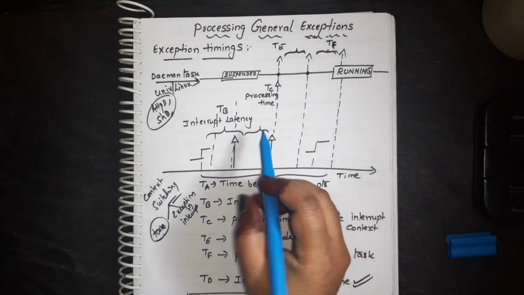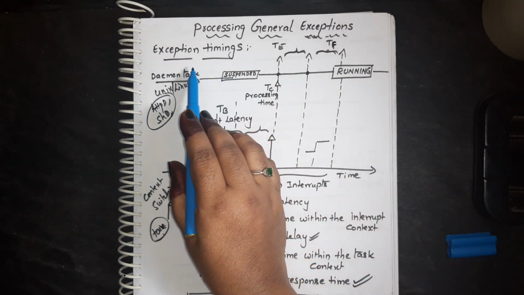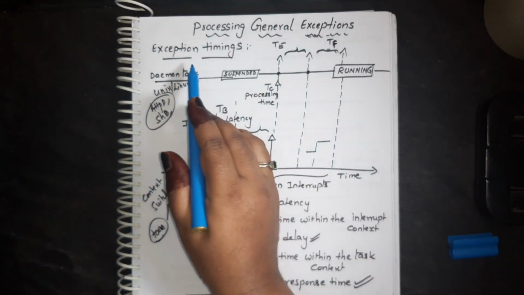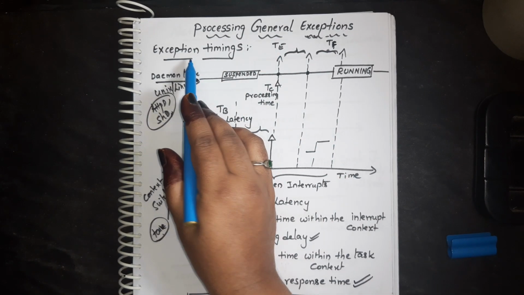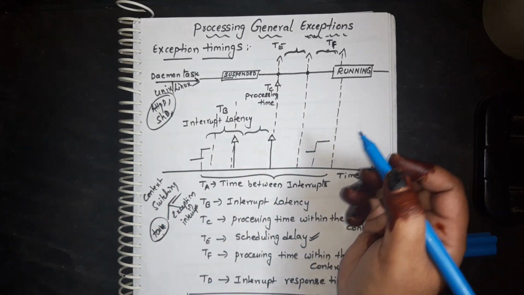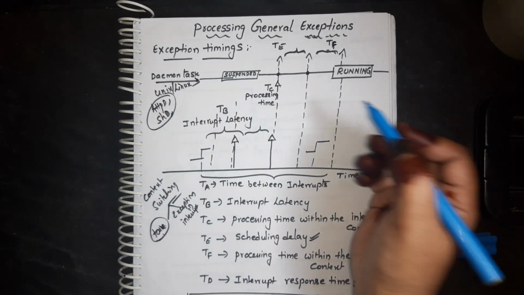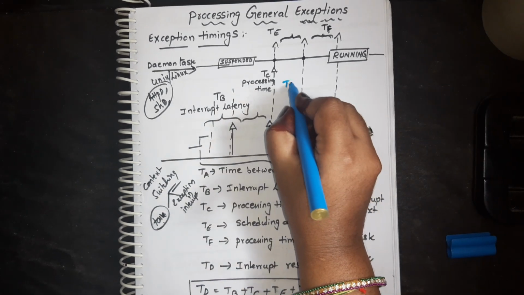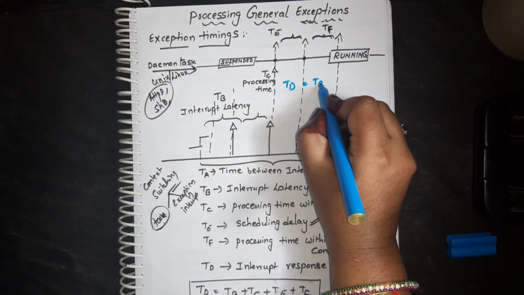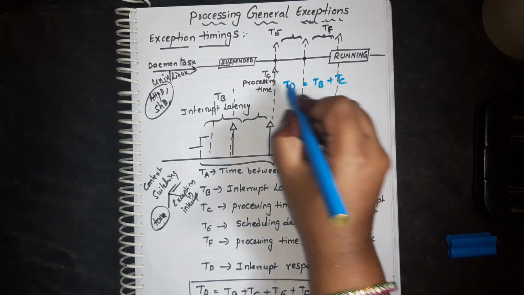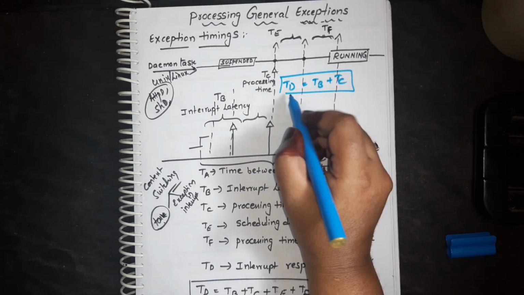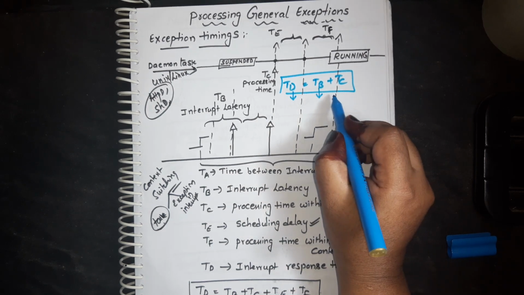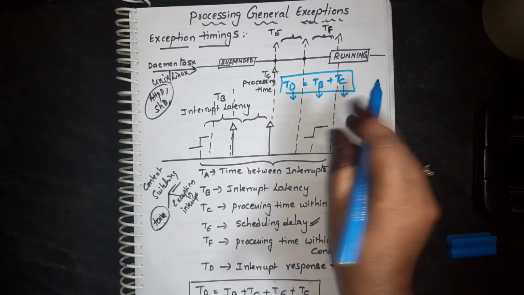Hello everyone. Today's topic is defining the exception timings in processing general exceptions. Here, in finding the exception timings, we are going to find out the interrupt response time. We already defined the interrupt response time TD, which is equal to TB plus TC. So this is the interrupt response time. Here TD is the interrupt response time, TB is the interrupt latency time, and TC is the processing time.